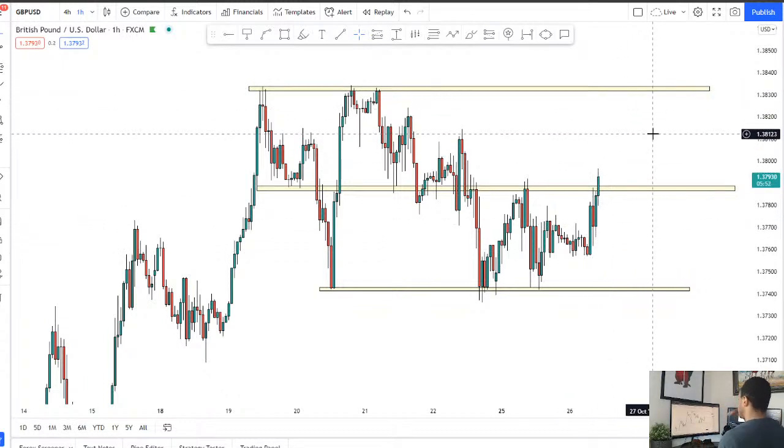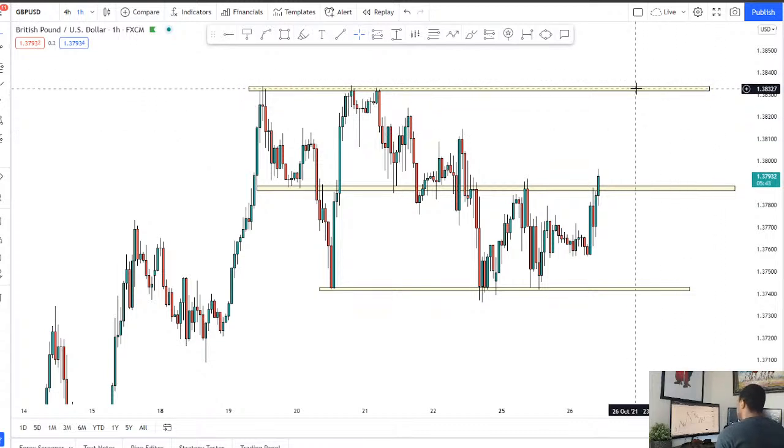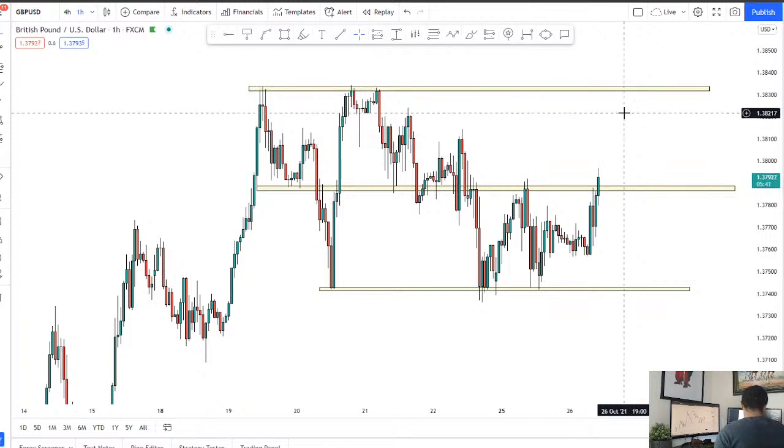So break through this mid-level there, which price looks like it might be doing. Then yeah, I can see price pushing to those highs, 1.38300 around here. And then potentially even higher as well.